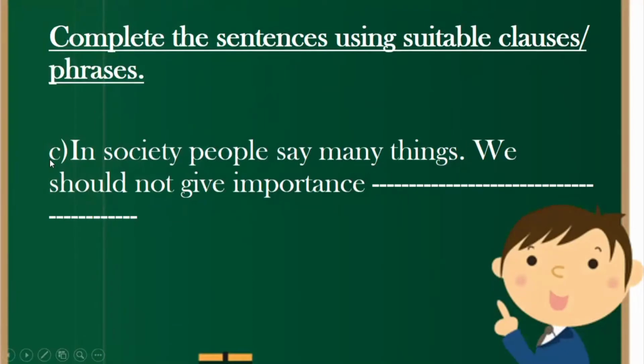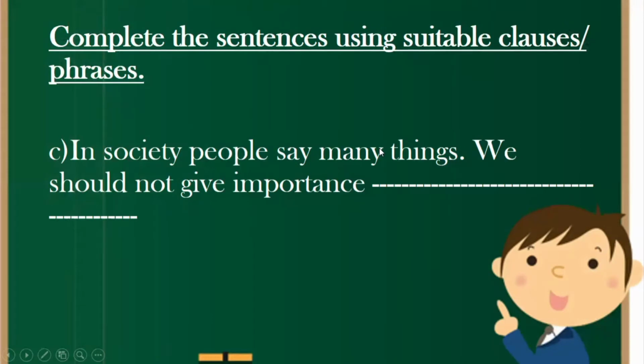Number C says, in society, people say many things. What do people say? People comment on others' activities. They openly talk about different issues. Then in the next sentence, we should not give importance to what? What the people of the society say.